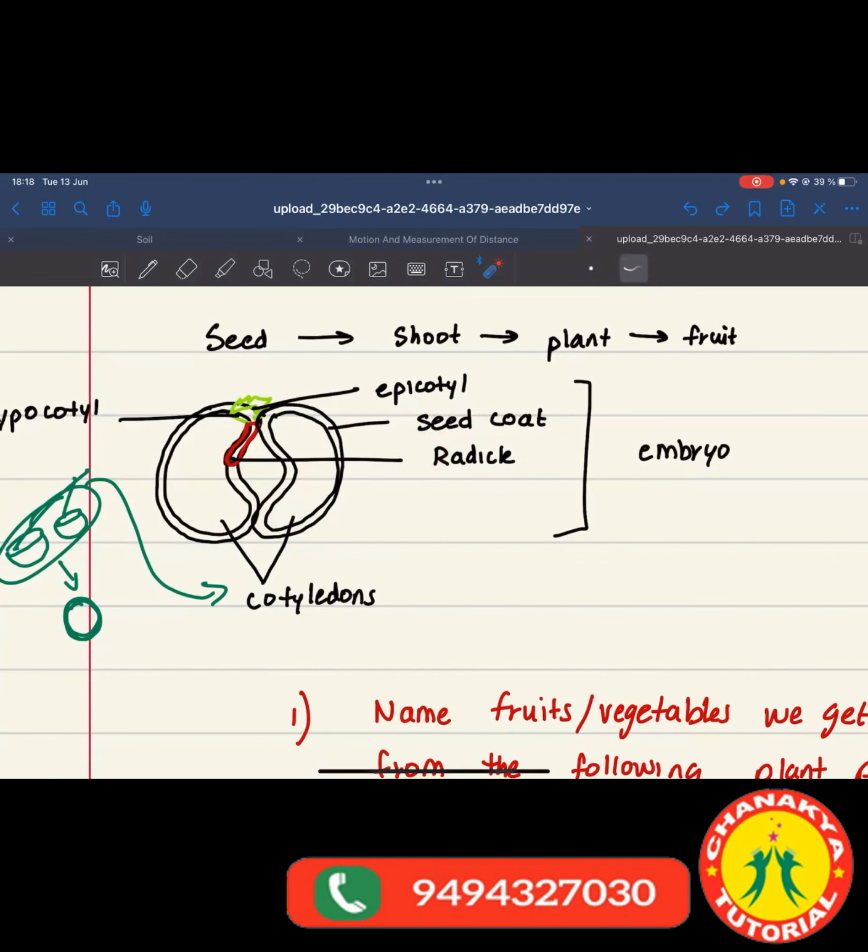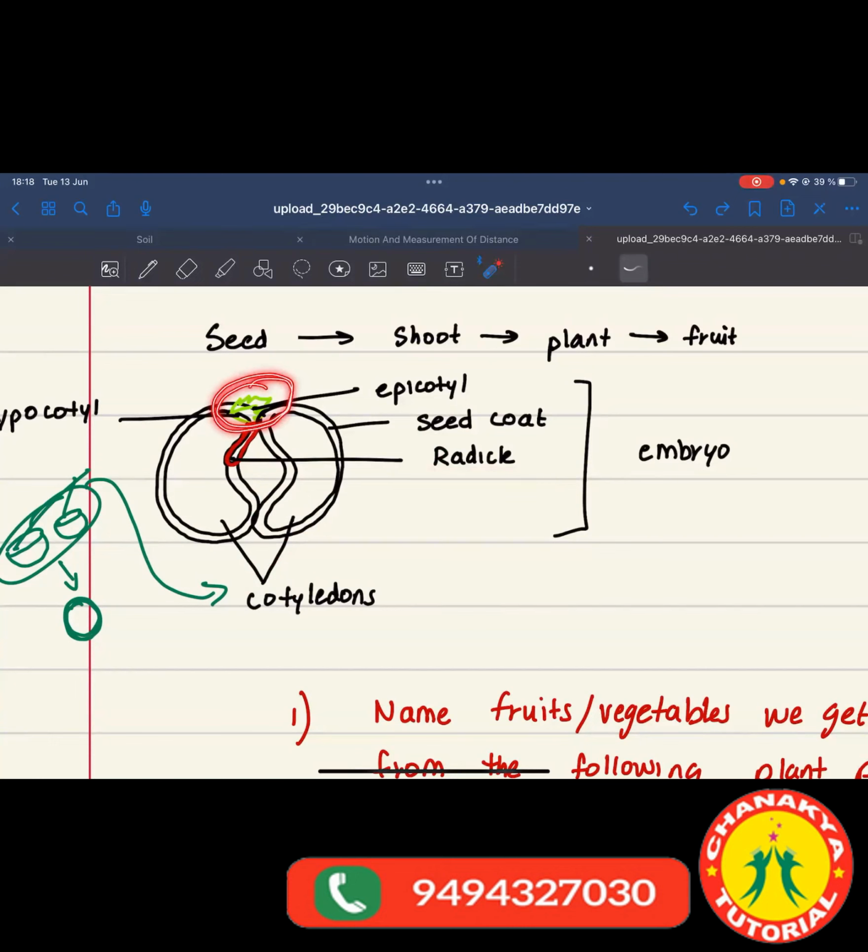Like the mother's womb, there is an umbilical cord, a cord to which the baby is attached. They cut the cord after delivery of the baby. So this is like an umbilical cord. From this, the plant emerges. So you can see the plant emerging over here.